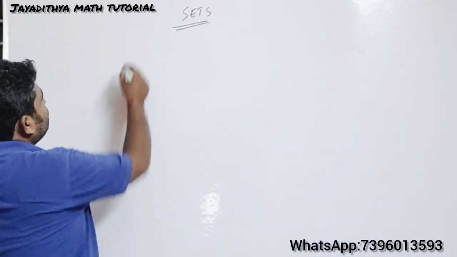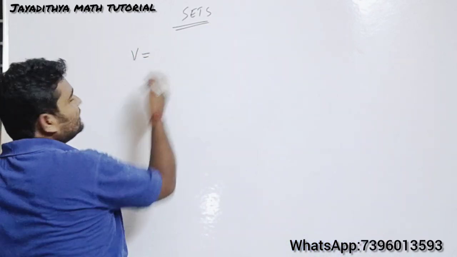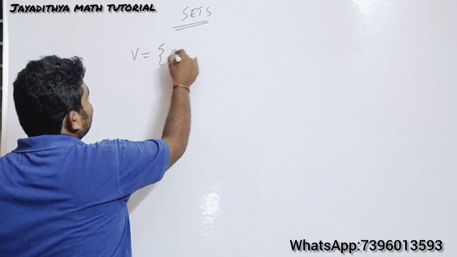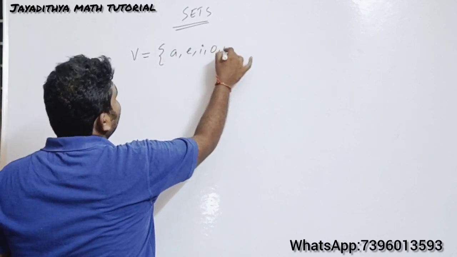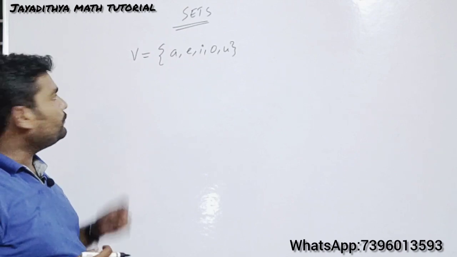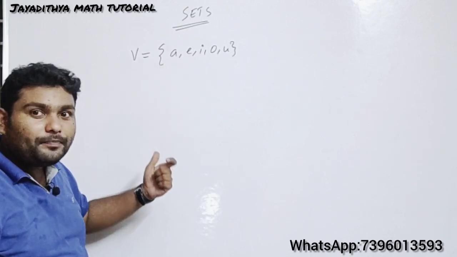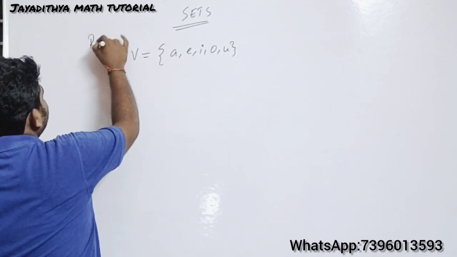See here, we already took one set, like the set of vowels. So see here now, A, E, I, O, U. This is nothing but the set of vowels. So this is written in which form? This is in the roster form now.